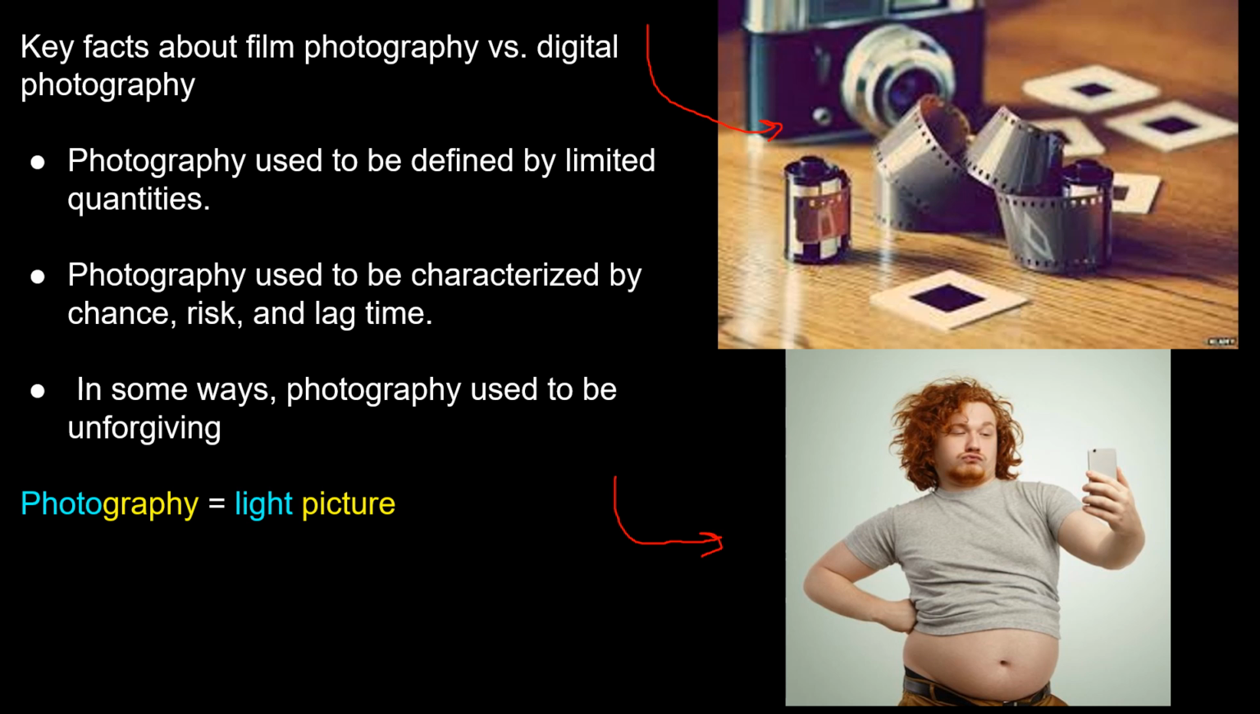If we were in class, I was going to have you guys brainstorm in small groups about the differences between film photography and digital photography. We can't do that here. Think about it for a second, but I'm going to summarize them for you. Film photography, we had limited quantities. A roll of film had like 24 pictures on it, and that is all that you could take.